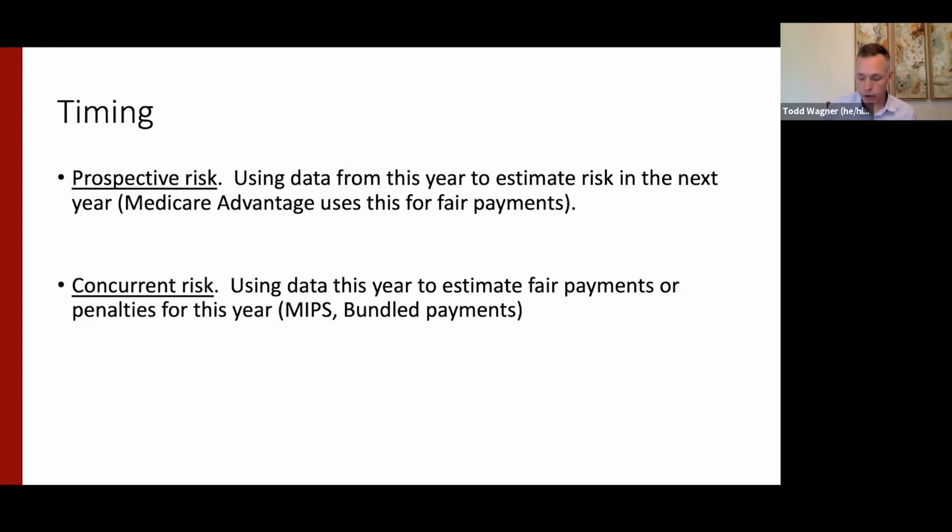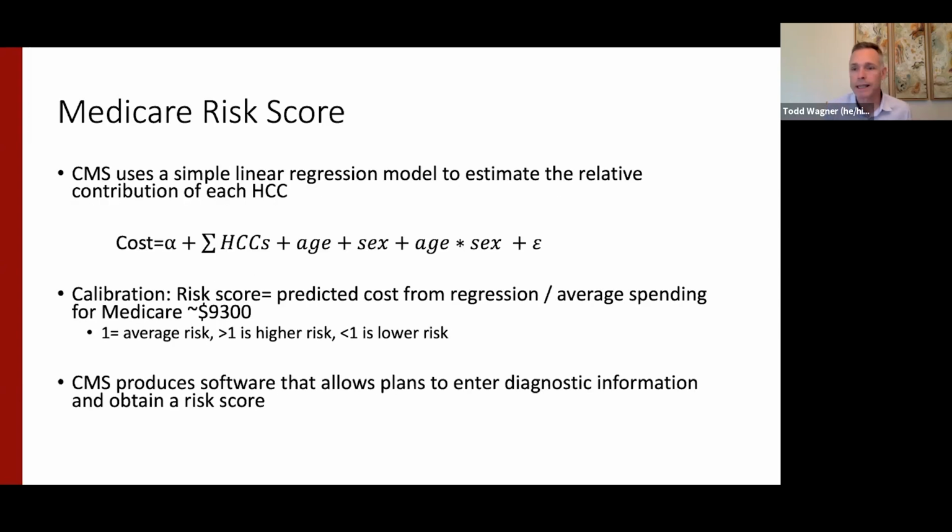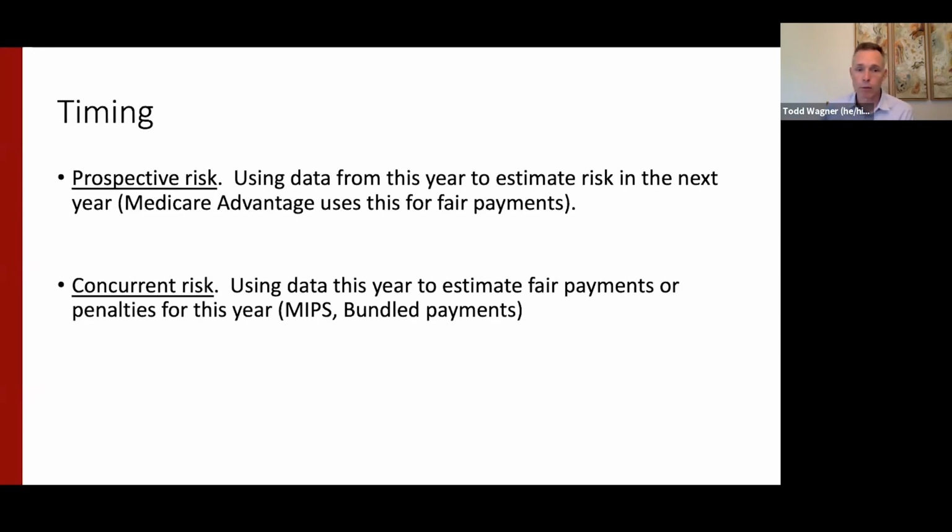There are two timings. You'll notice I didn't put T, or the timing, in this regression model, but you can think about what's the right timing for the distinction between the costs on the left-hand side and the HCCs on the right-hand side. On the prospective risk score, which Medicare Advantage uses, you're using data from this year to predict and estimate what we should pay next year. The concurrent risk score uses data from this year to estimate what we think would be a fair payment or risk score for care this year. So it's concurrent.